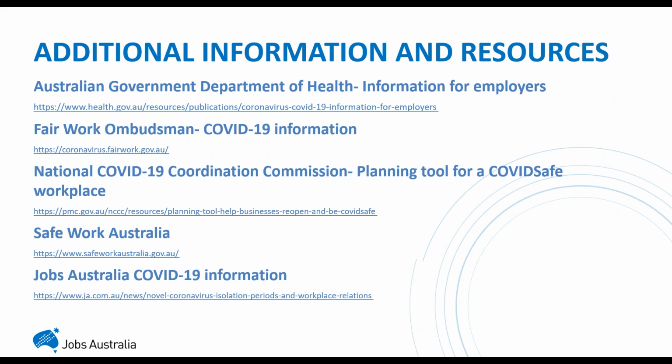Also, the Fair Work Ombudsman has fantastic information about COVID-19 in the workplace, about enforcement of leave and things like that. Then there's also the National COVID-19 Commission planning tool for our COVID safe workplace. That's really the government's guide on what a COVID safe workplace looks like. Safe Work Australia is a fantastic resource to grab any posters and checklists about COVID in the workplace. And of course, we do have our Jobs Australia information on COVID that is available to our members.